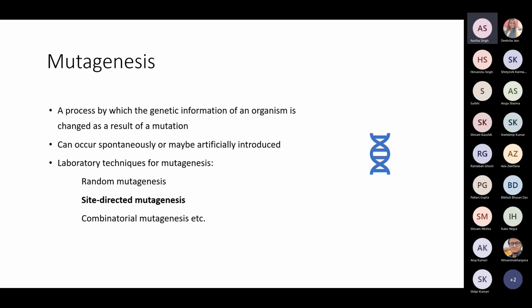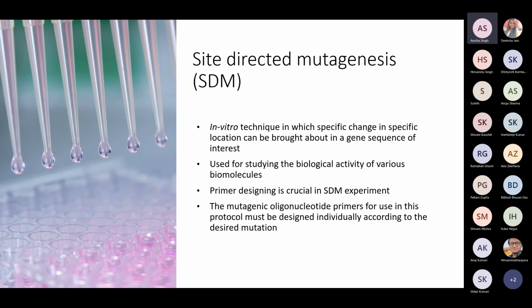There can be random mutagenesis, site-directed mutagenesis, combinatorial mutagenesis, and many more. What we are going to attempt is site-directed mutagenesis because it is a very precise in vitro technique in which you can precisely or specifically change the nucleotides in a particular region. All right. This particular technique is an invaluable technique which is used to study the biological activity of various molecules like RNA, DNA, even proteins also.